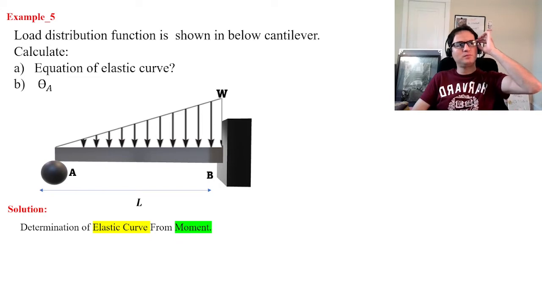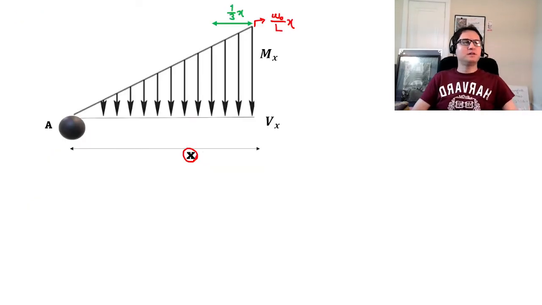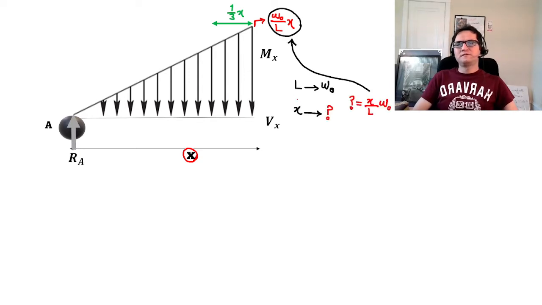So what we can do is cut the beam at a length of x. For the entire length of the beam, we have w naught, and at a point somewhere before the whole length, at x, the intensity is x over L times w naught, like what you can see here.